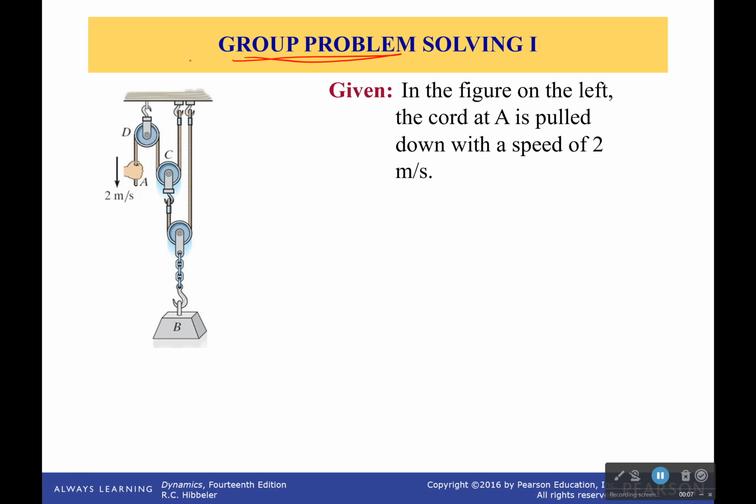Now last time I told you, well, we only have one rope, so we only have one total length equation. Guess what? Two ropes! So in the figure on the left, the cord at A, right here, is pulled down with a speed of 2 meters per second. We want to find the speed of block B.